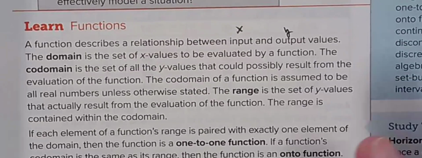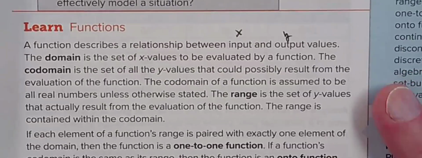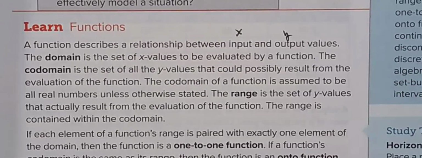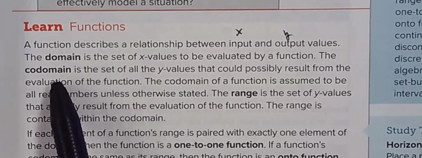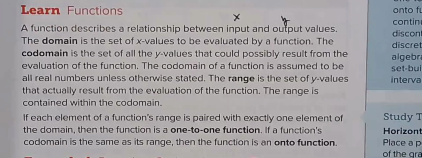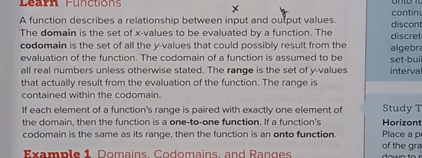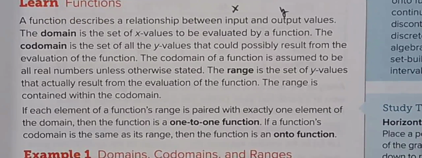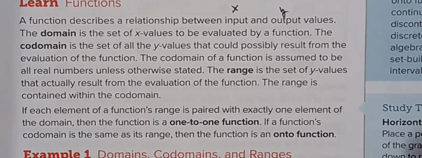So basically, if a function has a codomain of all real numbers, that does not mean that the domain itself is all real numbers. And we'll talk about this as we go down and look at example one. But the domain is the x values. The codomain is the set of all the y values that could possibly result from the evaluation of the function. The codomain of a function is assumed to be all real numbers unless otherwise stated. So we will assume, unless it says otherwise, that a codomain will be all real numbers, because generally speaking, functions have domains that are all real numbers.